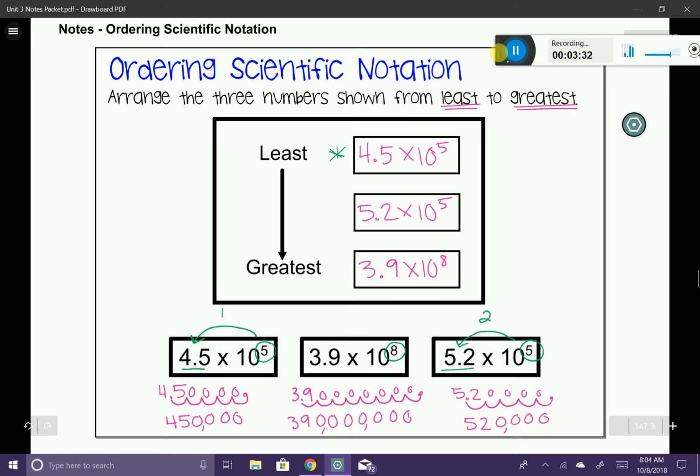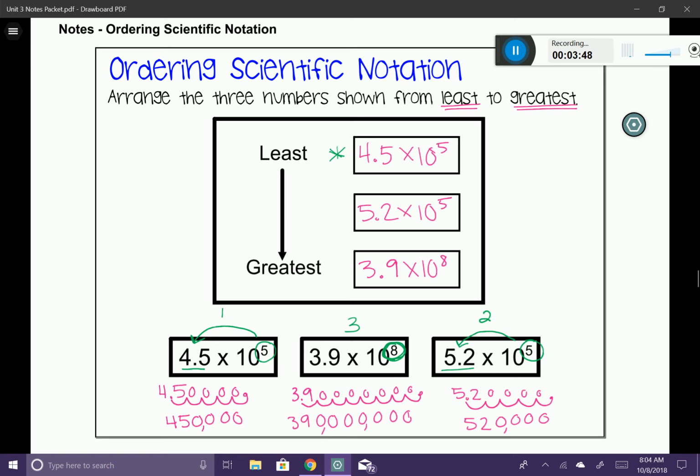And then you can see the 8. Well, 8 is the highest exponent. And therefore, no matter what, this is going to be bigger than the other two numbers, making that my third number or my greatest number. So sometimes you just need to look at the exponents to figure this out.